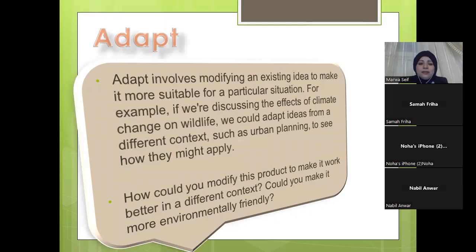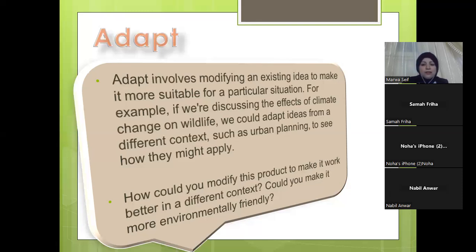What about the adapt part of the SCAMPER technique? In this part, the students are going to work on questions like, how could you modify this product to make it work better in a different context, in a different situation? Could you make it, for example, more environmentally friendly? So you just modify the existing idea or the product or the process to make it more suitable for a particular situation. For example, if we're discussing the effects of climate change on wildlife, we could adapt ideas from a different context, such as urban planning, to see how they might apply.